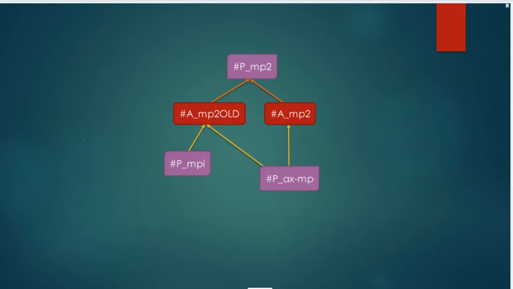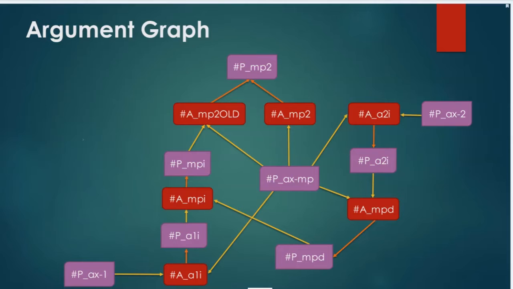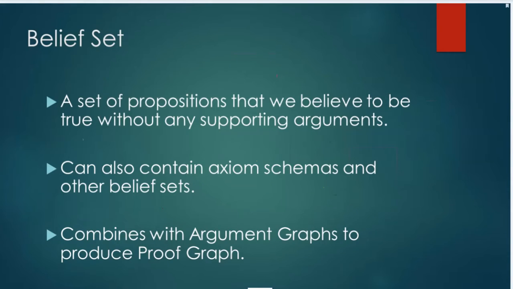Continuing the same way, we build the argument graph using all the proofs available in the set.mm database. On its own, the argument graph doesn't have sufficient information to claim if any proposition has been proven or not. To do that, we need to combine our argument graph with a belief set.